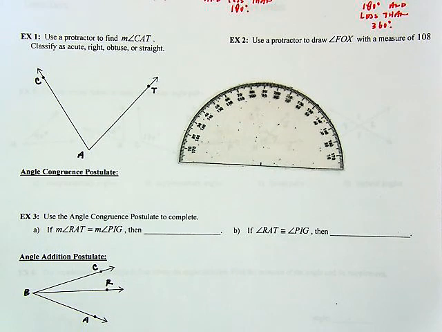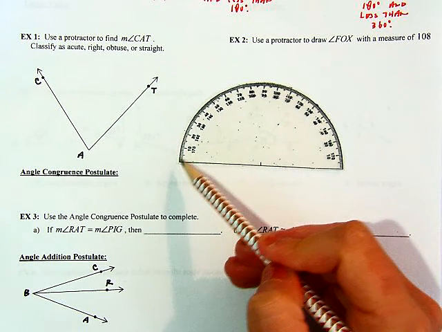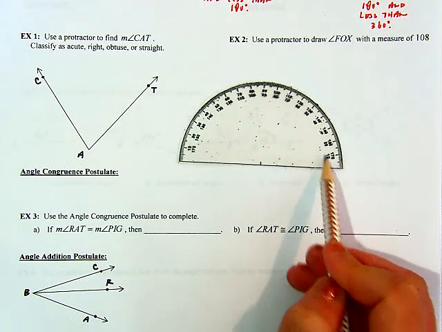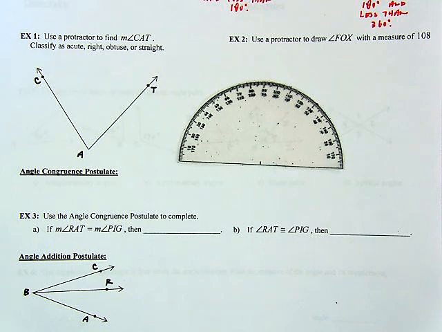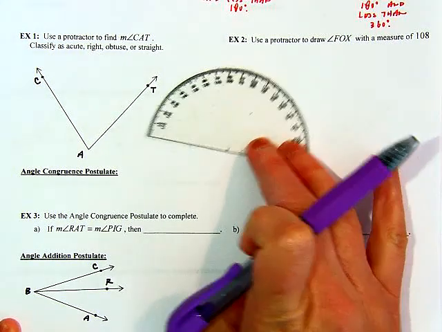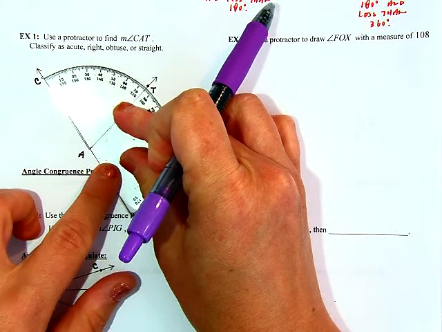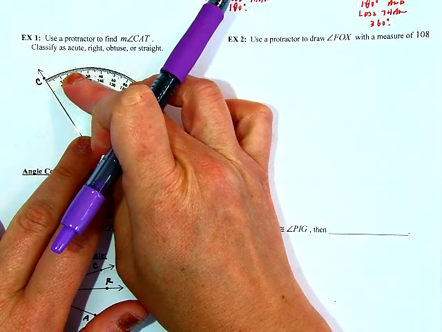It has two scales that start with the 0. So for my protractor here, I have my top scale, which goes 0 up to 180, and then my bottom scale here is 0 up to 180. So I'm saying use the protractor, find the measure of angle CAT, and then classify it. So what I do is I take my protractor. Right here is the center of it. So I want to line it up where that is right there on the vertex of the angle. So I'm looking at angle A.